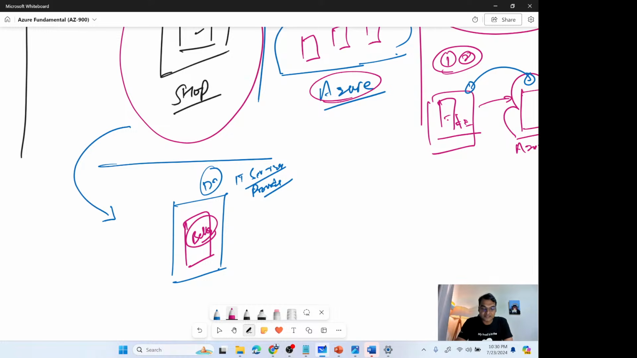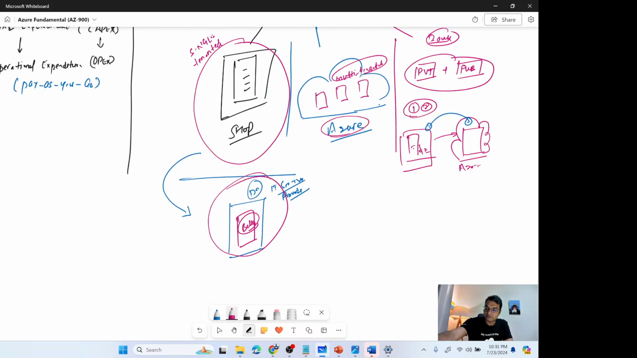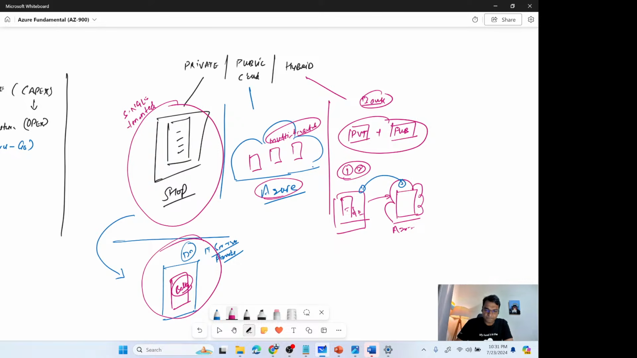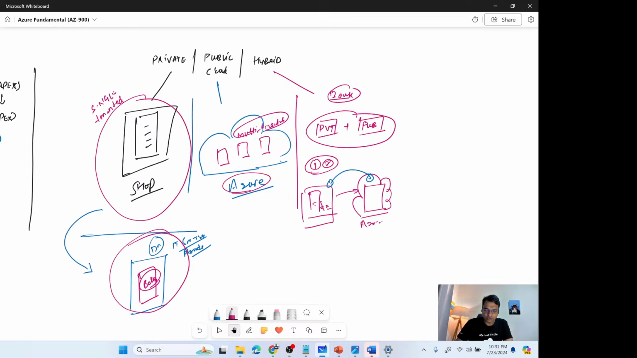Okay, so Bella is not maintaining that herself, but she has actually given this responsibility to a third party that is managing that data center for her. But it is still privately held, right? It is still private cloud. Okay, so keep that in mind. So with that, I hope that brings some clarity over what public, private, and hybrid cloud means.